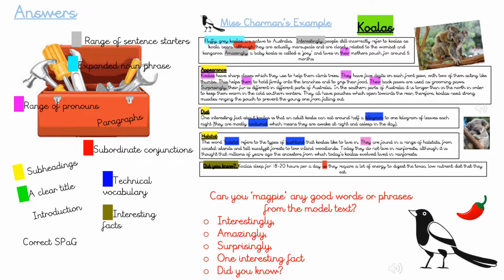As you can see in the toolbox, non-chronological reports contain features and skills which we need to include to make sure they're effective. I've colour-coded the skills and features on the model text. For example, I've colour-coded the subheadings in yellow. I've colour-coded an example of some of my sentence starters in grey. And I've colour-coded technical vocabulary in dark blue.